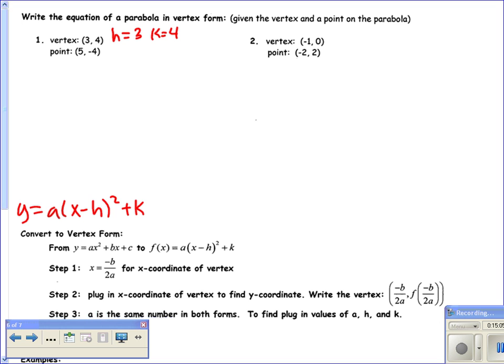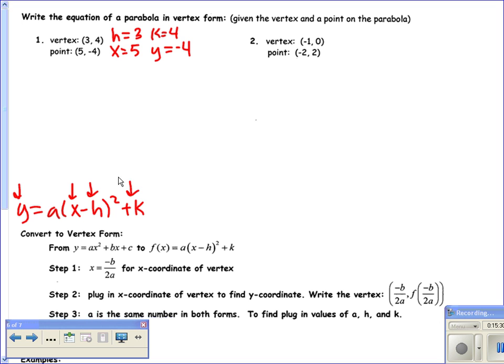Then I have my point. So that point is just going to be any x and y that's on my parabola. So I'm going to say x is equal to 5 and y is equal to negative 4. So notice that I have a y value, I have an x value, my h, and my k. The only thing I'm missing is a. So that's what I'm going to find when I plug these values into my equation.